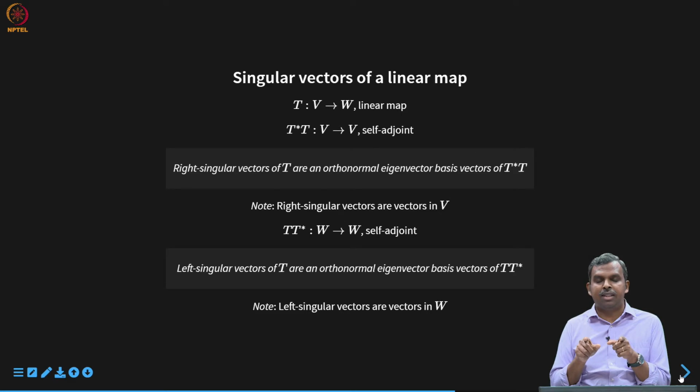The adjoint of T star T is T star T itself. So T star is a different thing, right? If T were an operator and T were normal, T star T and T T star would be the same, but they need not be the same. T star T and T T star can be different.